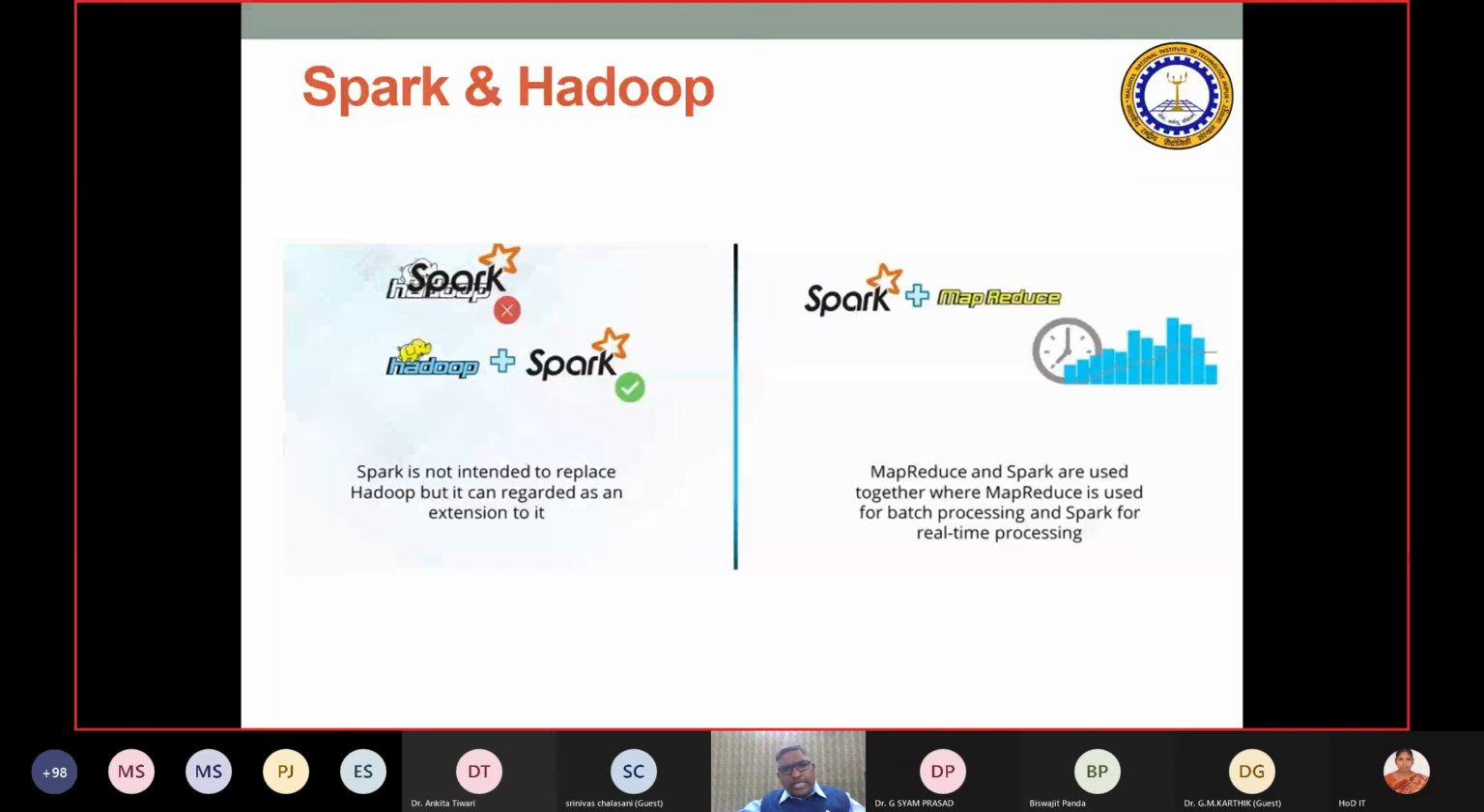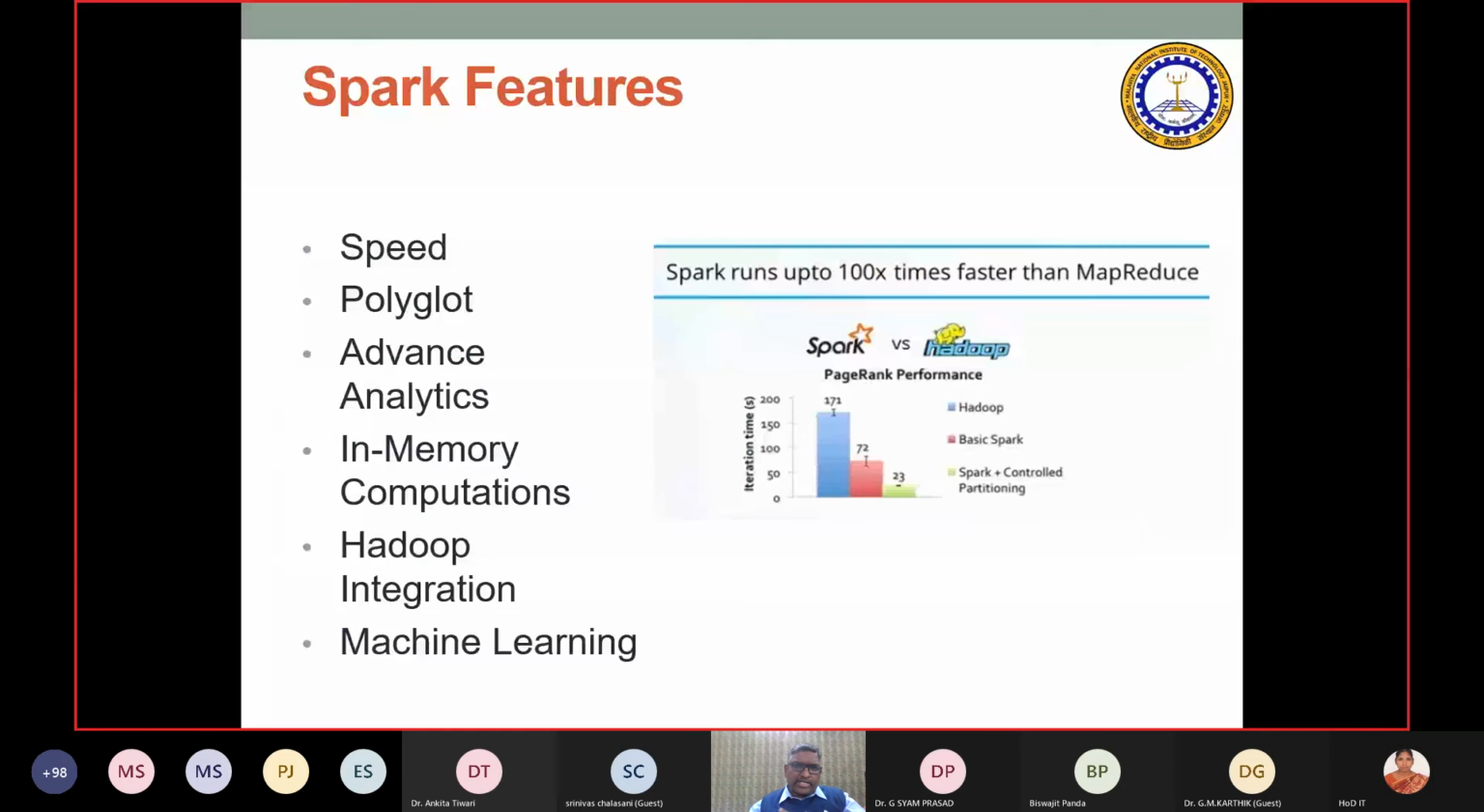Spark is not intended to replace Hadoop, but can be regarded as an extension to it. But of course, MapReduce can be replaced by Spark. They are used together, and sometimes MapReduce is used for batch processing and Spark is used for real-time processing. So these are some words that define Spark and its speed. Spark with controlled partitioning is almost 100 times faster than MapReduce.